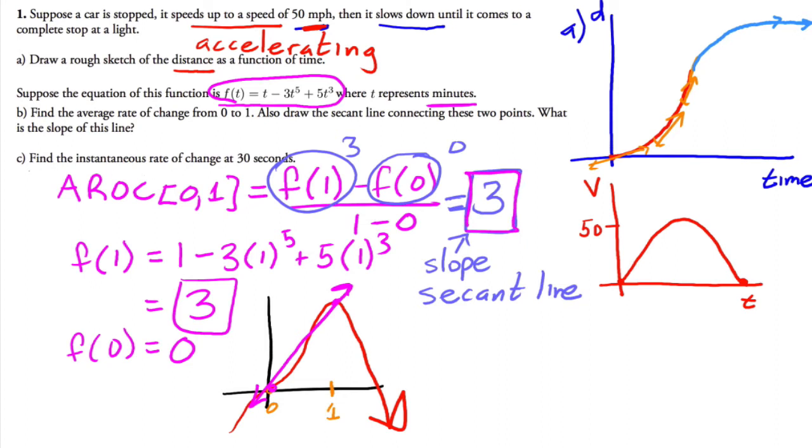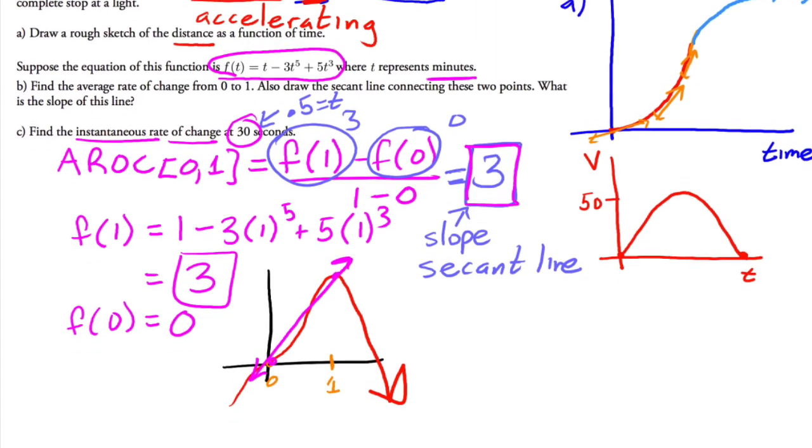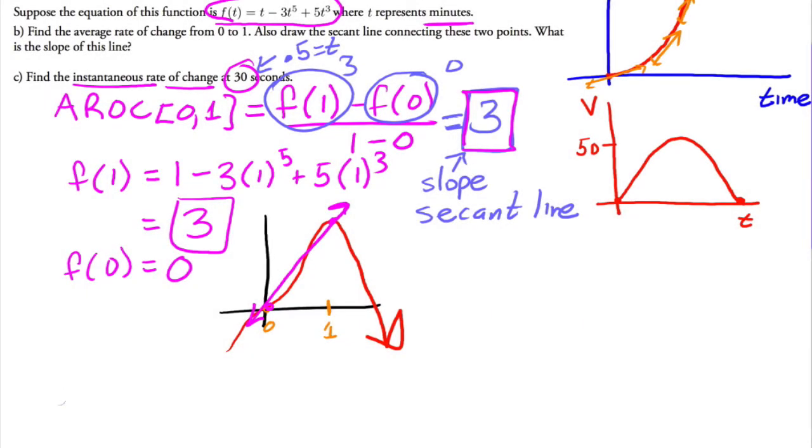Okay, so now what we want to do is find the instantaneous rate of change at 30 seconds. Now 30 seconds equals 0.5 minutes. So t is going to equal 0.5. To find the instantaneous rate of change, we'll estimate by finding the average rate of change between, let's say, 0.5 and 0.6. So this is going to be an estimate, and later on we'll figure out what it is exactly.